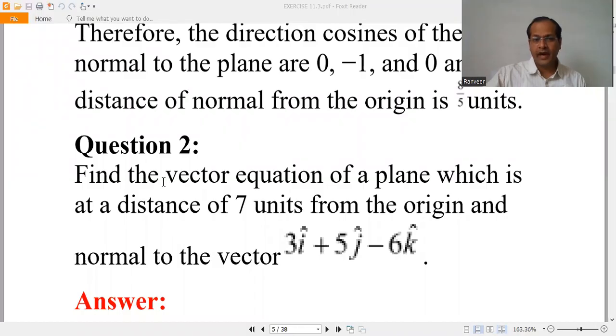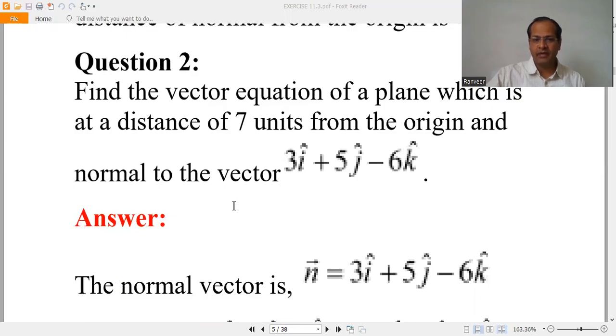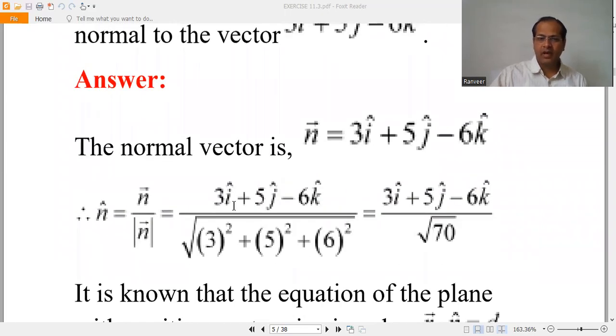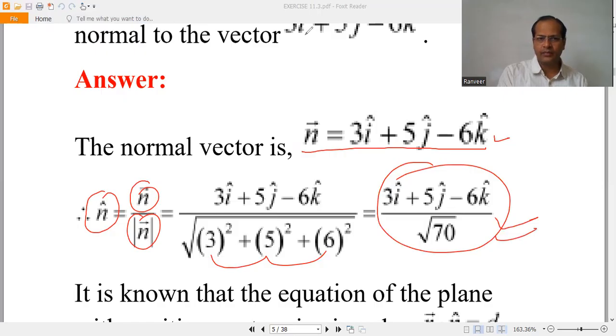Question number 2, find the vector equation of the plane which is at a distance of 7 units from the origin and normal to the vector 3i plus 5j minus 6k. So the normal vector is given. We can find the unit vector n as n vector divided by mod n. So 3i plus 5j minus 6k divided by the root of 3 square plus 5 square plus 6 square, and this is the value.